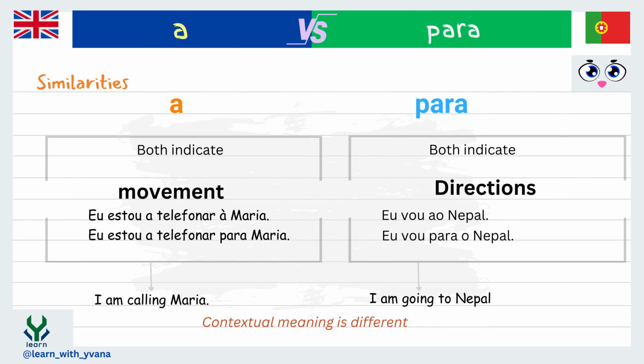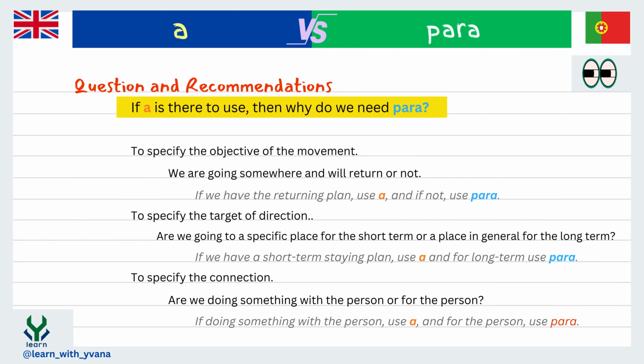Now, let's ask the question. If the preposition a is there, then why do we need para? Or if the preposition para is there, then why do we need a? Let's see the reason behind this, and it will help us to identify the difference between these two prepositions as well.